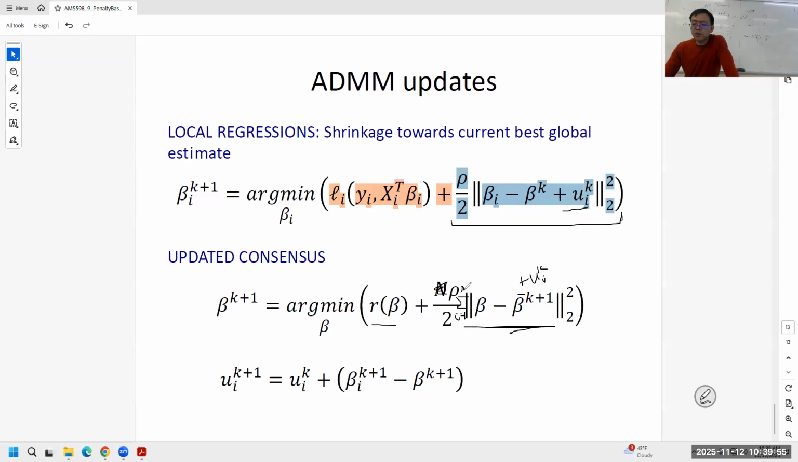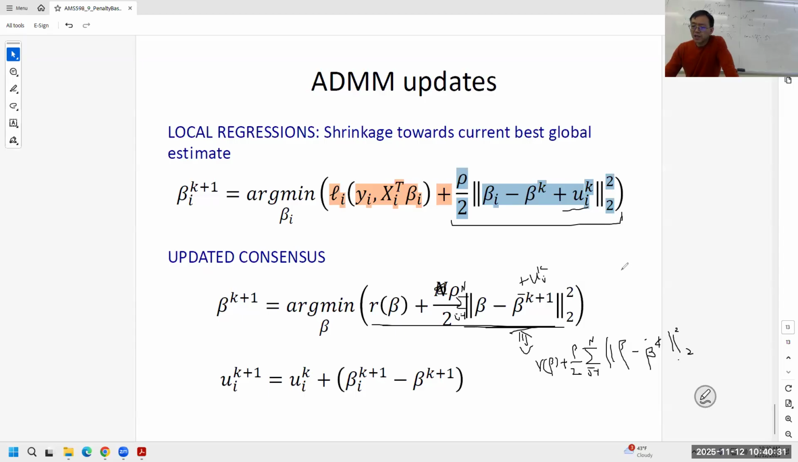Okay, it should be minimize this term. Now you can actually show, it's very easy for you to show. Minimize this function. This is equivalent to minimize R(beta) plus rho over 2 times the summation i from 1 to n of (beta minus beta bar, beta k) squared. Exactly the same.